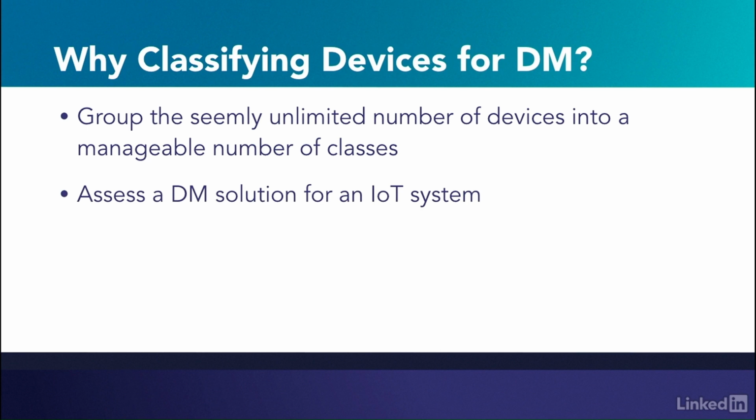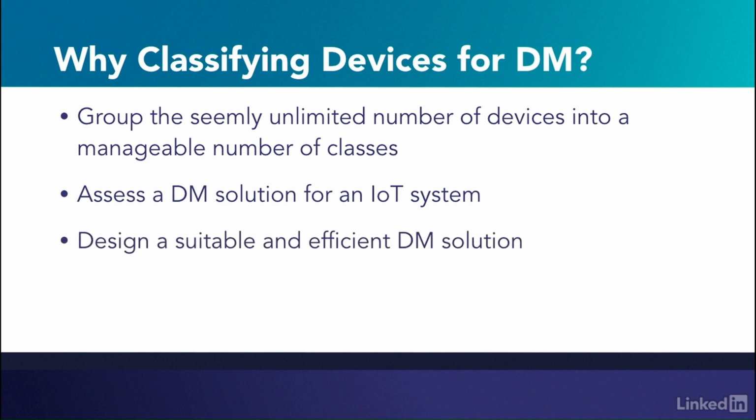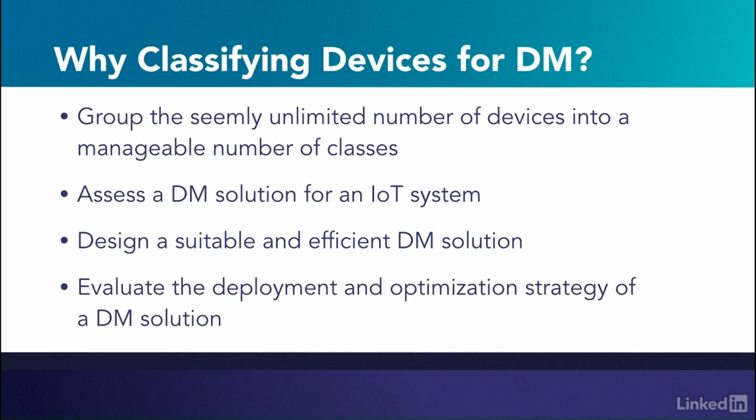Second, classifying devices can help us assess a DM solution for an IoT system, as devices being managed are the major objects in the system. The assessment is multifold, including infrastructure assessment, security risk assessment, etc. Third, it can help with the design of a suitable and efficient solution. For example, we don't want to apply a DM software framework on a device with very constrained compute power and memory, or apply a DM protocol in a constrained network requiring excessive bandwidth beyond its capacity. It can also help with the deployment and optimization strategy of a DM solution, as the devices being managed need to be deployed in an optimized setting based on their capabilities and functions.